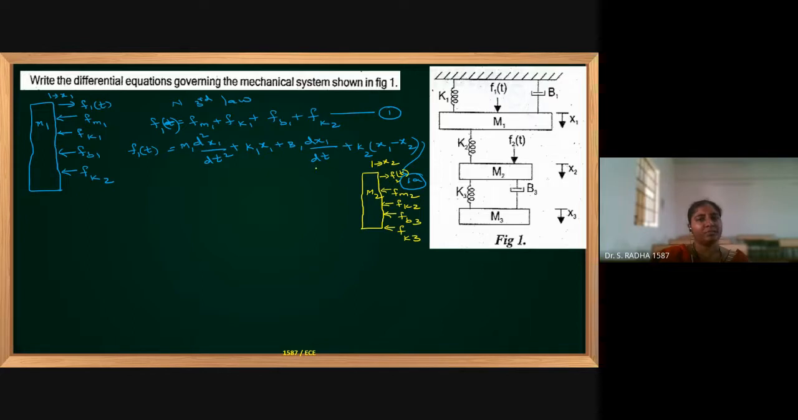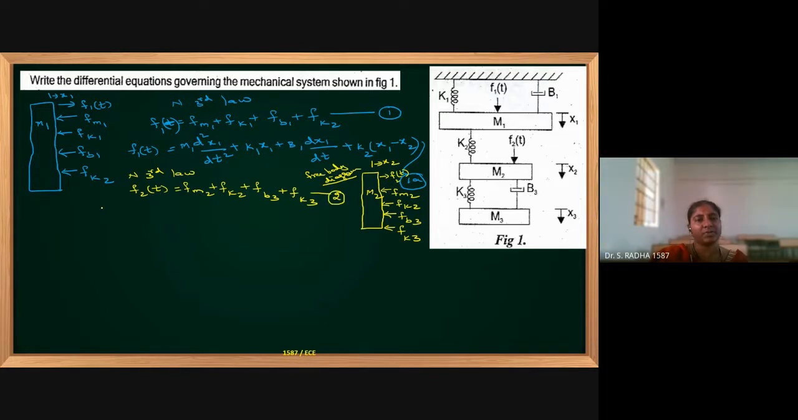But the free body diagram we will not ask you in the examination. But if you draw the free body diagram, there will be no confusion for you in writing the equation. Now Newton's third law: the applied force is F2 of t. Opposing forces are Fm2, Fk2, Fb3 and Fk3. Okay. So now the force balance equations. I am naming it as equation number 2.